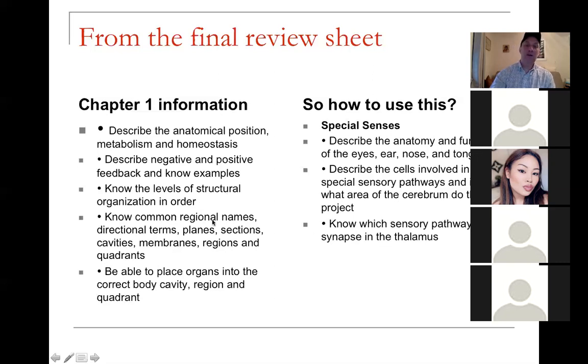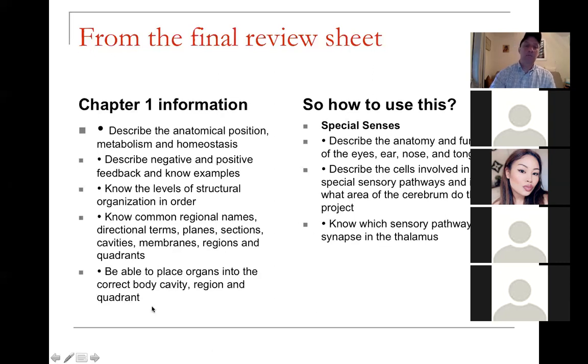In lab on Monday, or for those of you in the Tuesday grouping, we will review the common regional names, directions, planes, stuff like that. And you should be able to practice using them on your final exam. If I say you need to find this organ, you need to be able to tell me where it would be. Or if I cut the organ a specific way, which you'll be doing in lab, you want to be able to say, okay, that's a frontal cut, or this is an oblique cut.